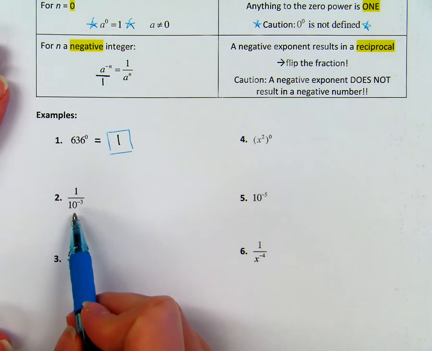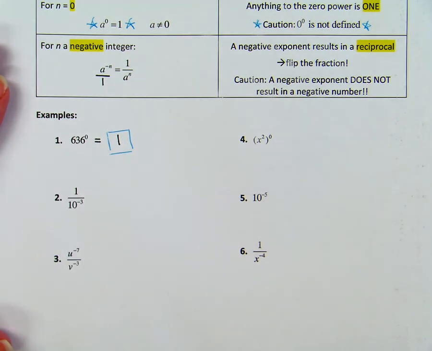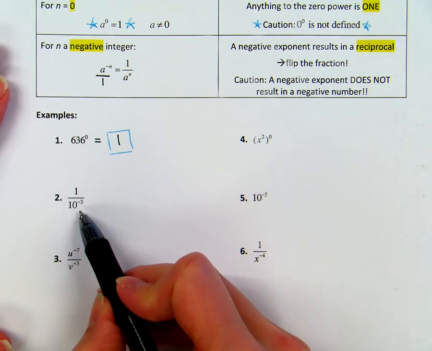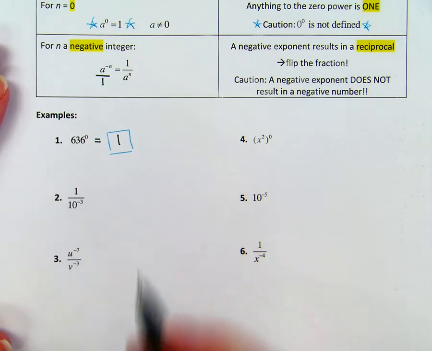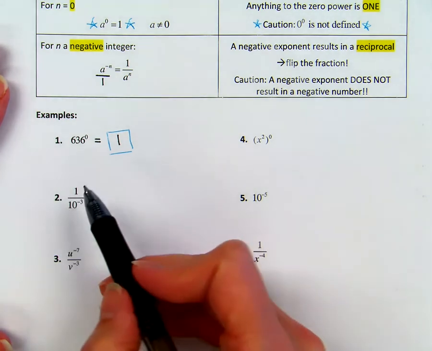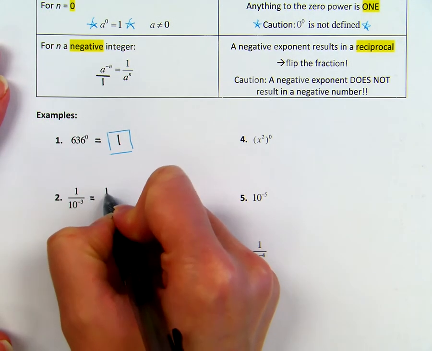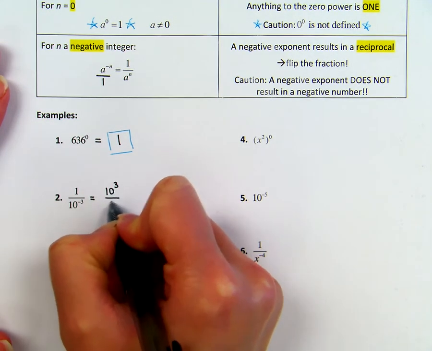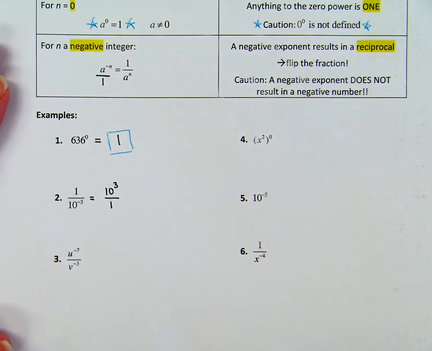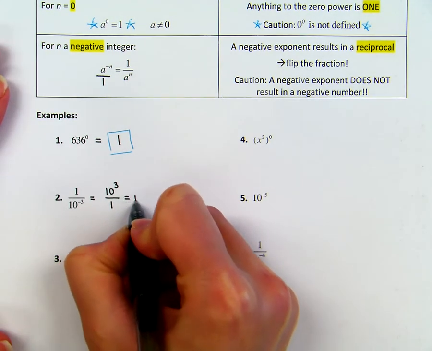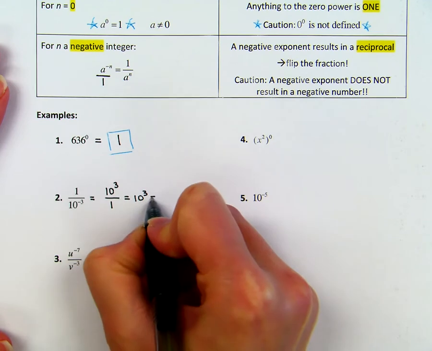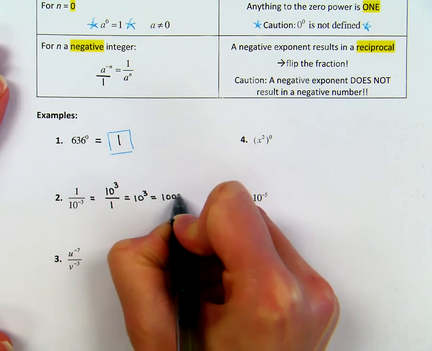Number 2. This problem is dealing with the negatives. When we see a negative exponent, remember that this should indicate to you that you need to flip the fraction. So instead of 1 over 10 to the negative third, this becomes 10 to the positive third over 1, which really just gives us 10 to the third power, or 1,000.